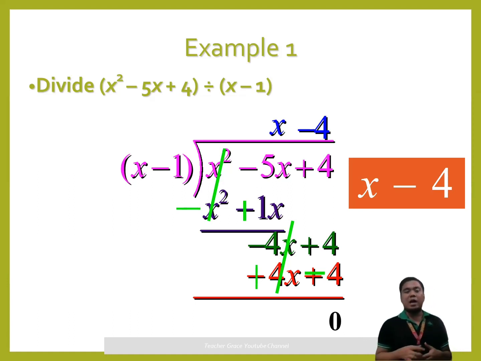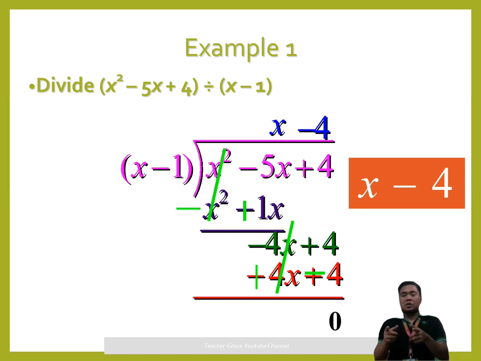So the first term in our dividend is x squared, and the first term of our divisor is x. So what is x squared divided by x? So the answer is x. So that will be your first quotient, x. So afterwards, pareho sa pag-perform ng whole number, yung x, i-multiply mo sa divisor, entire divisor. So that is x minus 1.